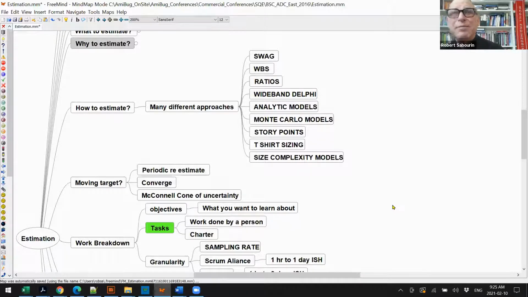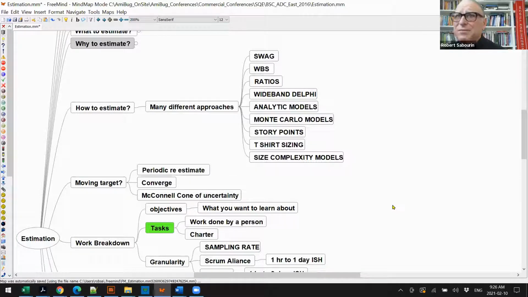Some companies prescribe that. Wideband Delphi is a team-based estimation approach that's really handy for software projects, especially with a lot of unknowns. Analytic models are things that were designed by studying a lot of past project data by people at places like Carnegie Mellon, things like function point analysis, test point analysis, all sorts of mathematics behind that. There's Monte Carlo methods, which involve randomizing, which I've used on a couple of projects and is very handy in the right project with the right data.